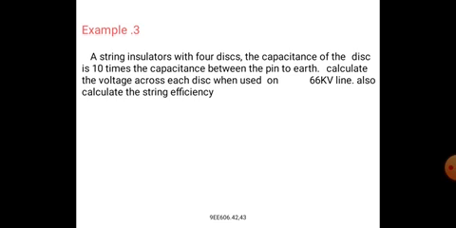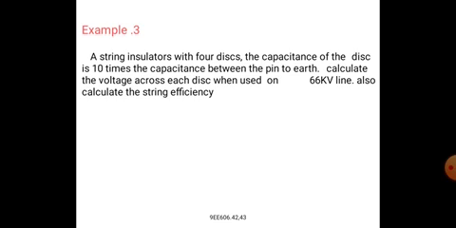A string insulator with 4 discs, right? The capacitance of the disc is 10 times the capacitance between the pin to earth. Pin to earth is nothing but shunt capacitance. That is, the mutual capacitance is 10 times the shunt capacitance, that is C is equal to 10 into C1. Calculate the voltage across each disc when used on a 66 kV line. 66 kV line means the line voltage is 66 kV. Also calculate the string efficiency. Same problem. Calculate the voltage across each disc.